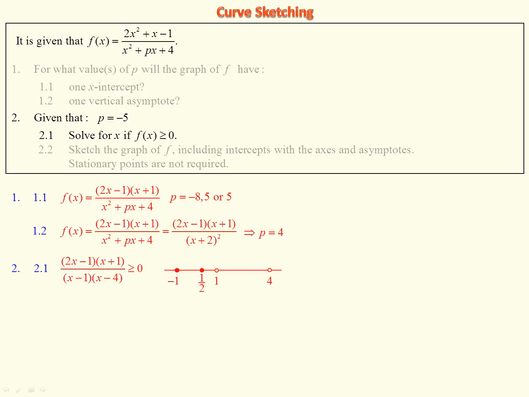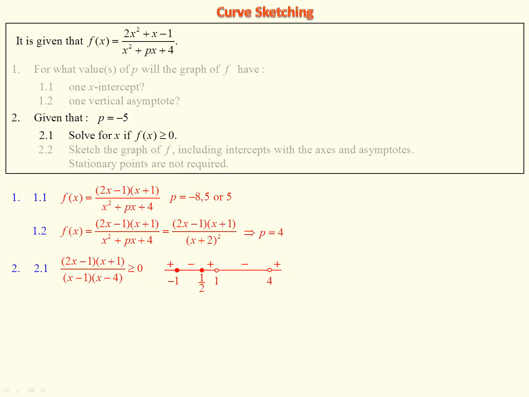Now I'm going to test different areas. I'm going to test an x value in this area, such as -2, to see whether I get a positive or negative. From -1 to the half, I'm going to do the same. Half to 1, I'm going to do the same. 1 to 4, and above 4. That's what we get out of it.